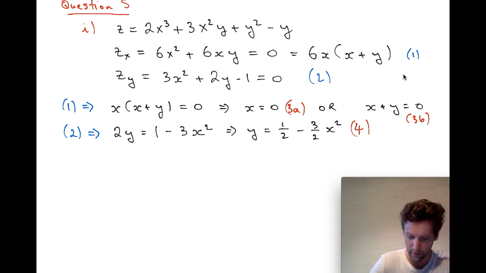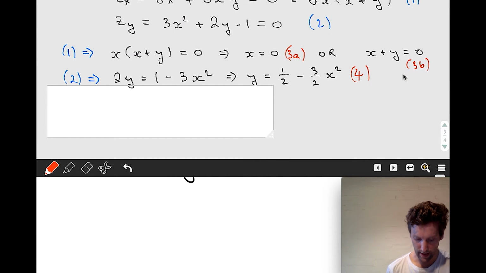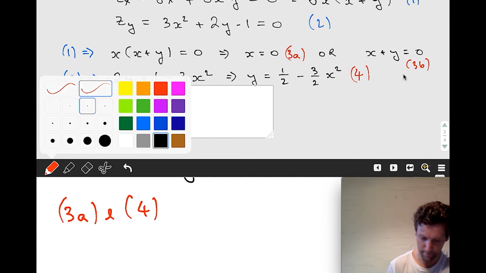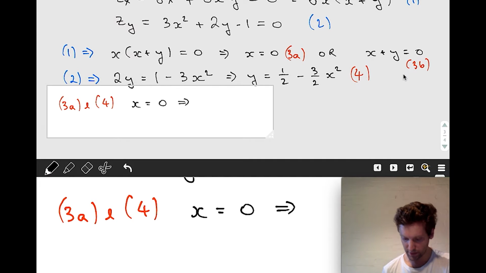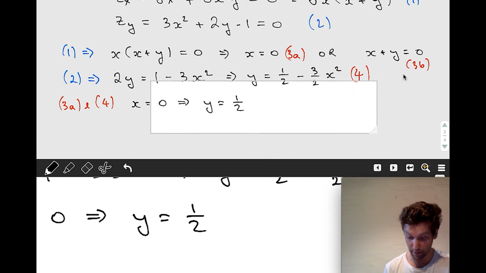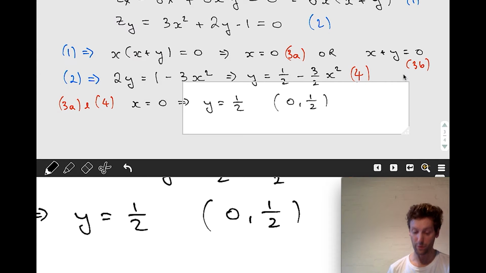So let's start off by looking at 3a and 4. Combining 3a and expression 4, x is equal to 0, which means that substituting that into 4 just gives me y is equal to 1/2. So I immediately get my point x is equal to 0, y is equal to 1/2. That's our first stationary point.